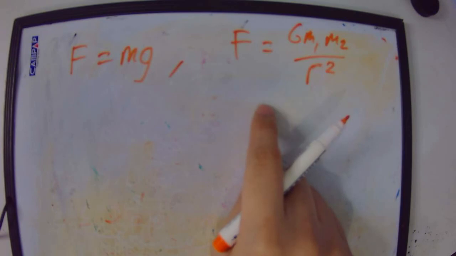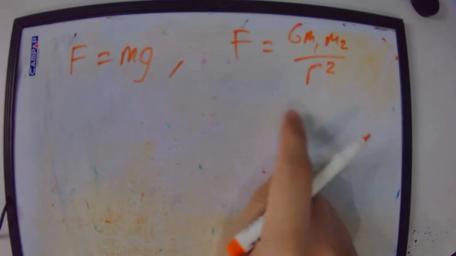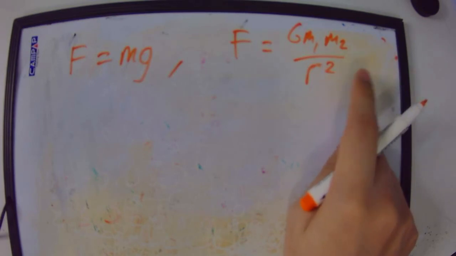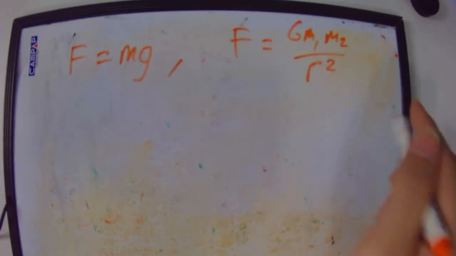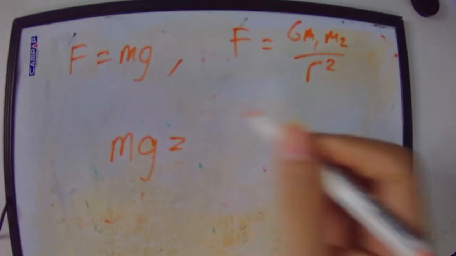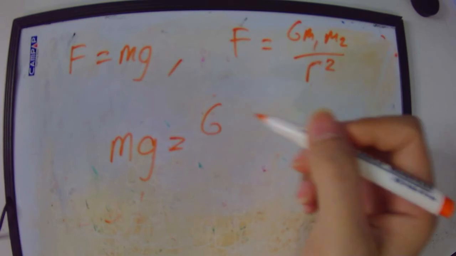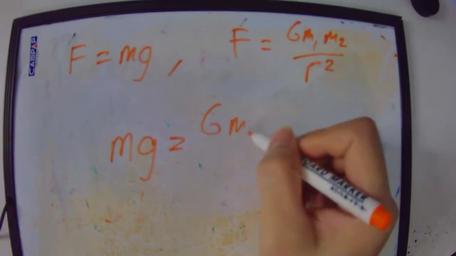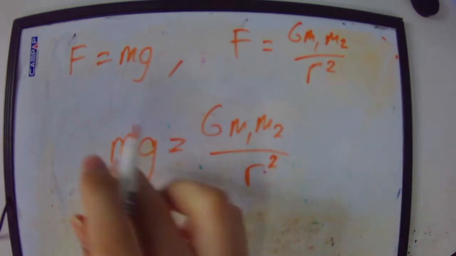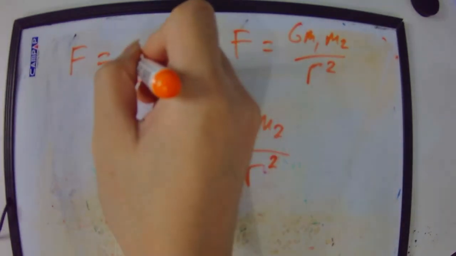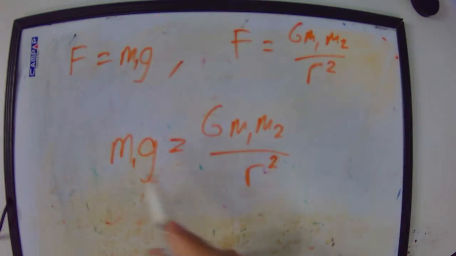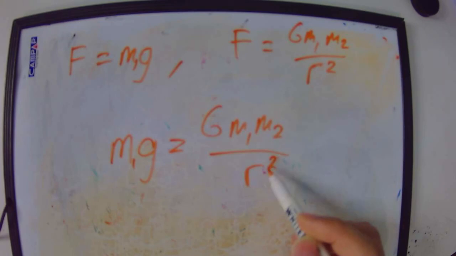Right, these are the two formulas that we just learned. If this is correct, then mg must equal capital G m1 m2 over r squared. So let's write that down. mg equals the gravitational constant, letter G, m1 m2 over r squared. Now since this is two forces, they both have the same m. So m1 equals m, and mg equals this.